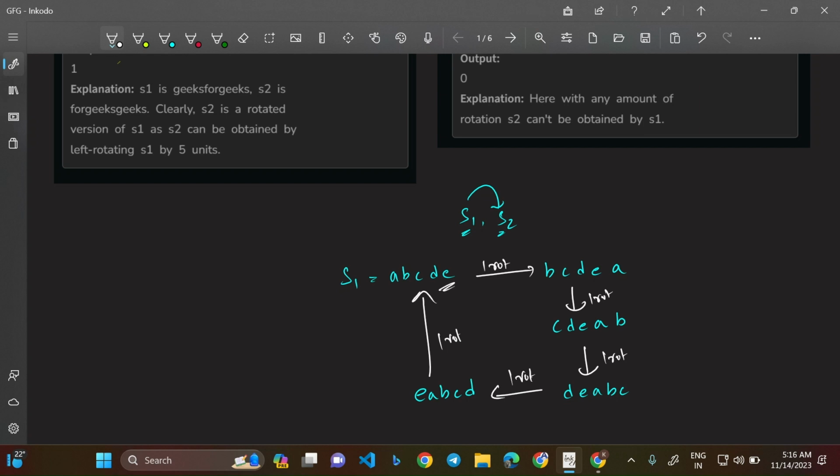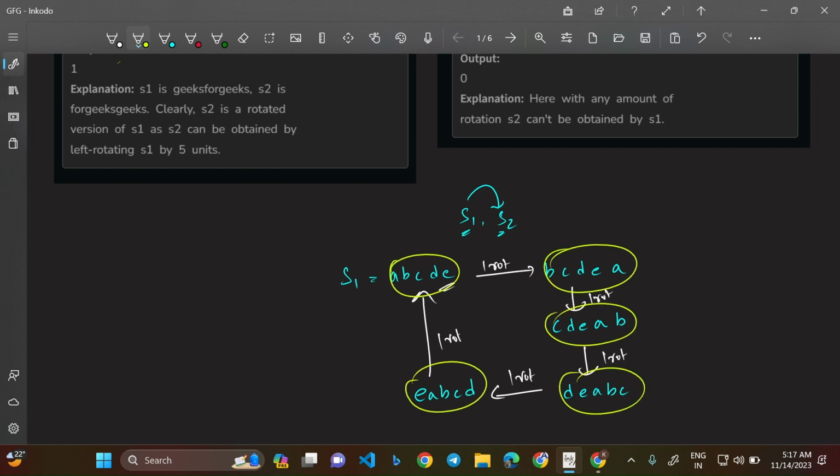Why? Because the length of the given string is 5. That is the reason after 5 rotations we would get the same string. So if S2 is equal to this or this or this or this or this, I would return true, isn't it? So if S2 is any one of these yellow color circle strings, I would return true, that's for sure. And if it's not any string among these, then I'll return false, isn't it?